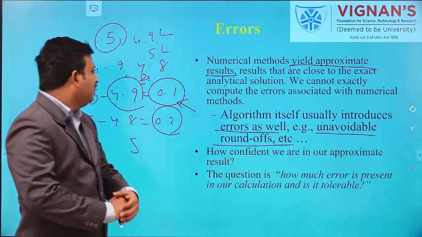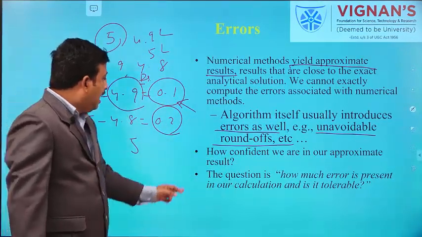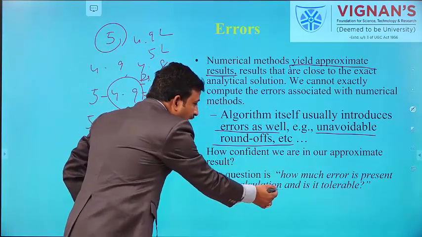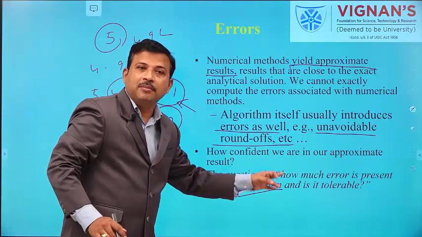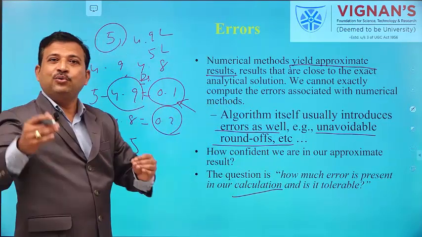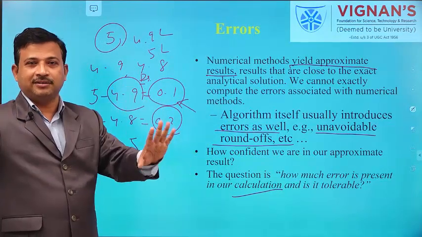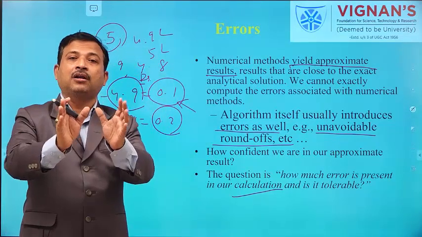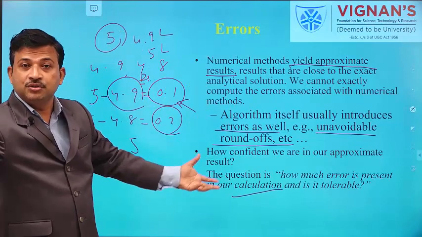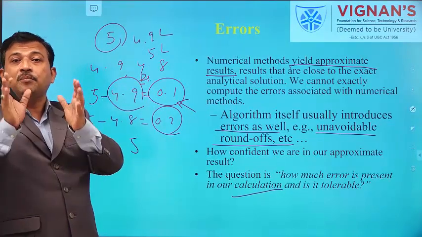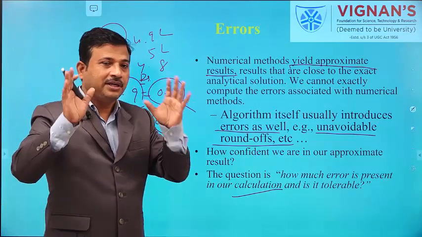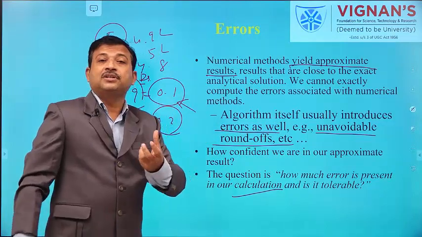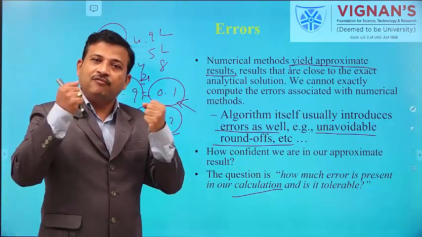How confident are we in our approximate result? That is a question mark. And the question is, how much error is present in our calculation, and is it tolerable? Can you tolerate it? 2 rupees we can tolerate, but 2 lakh I cannot tolerate. Right? So if the context is very small, it is tolerable. If the context is very huge, it is not tolerable. So your error must be tolerable. Then our confidence about the approximate result will be more, and we can have a very good result.